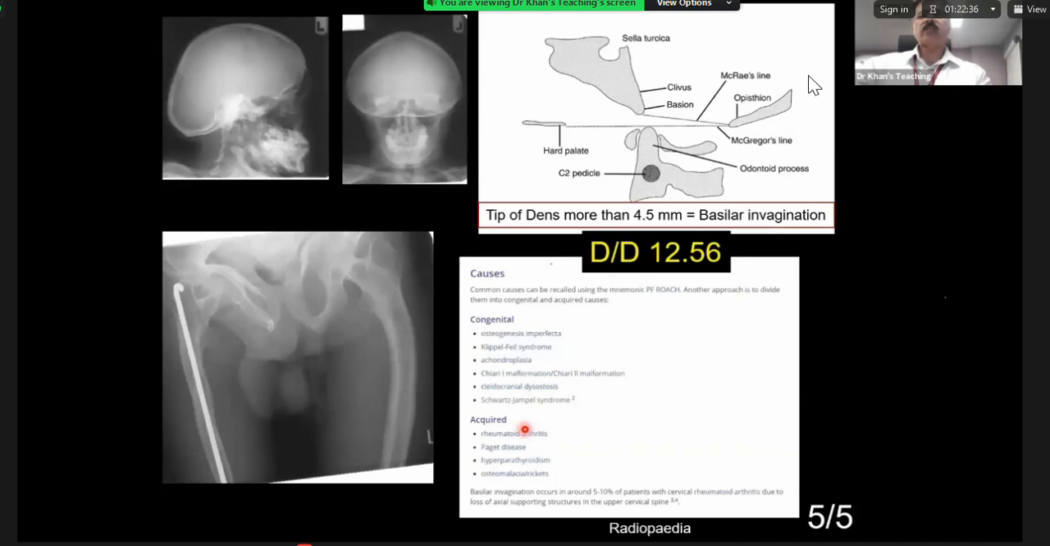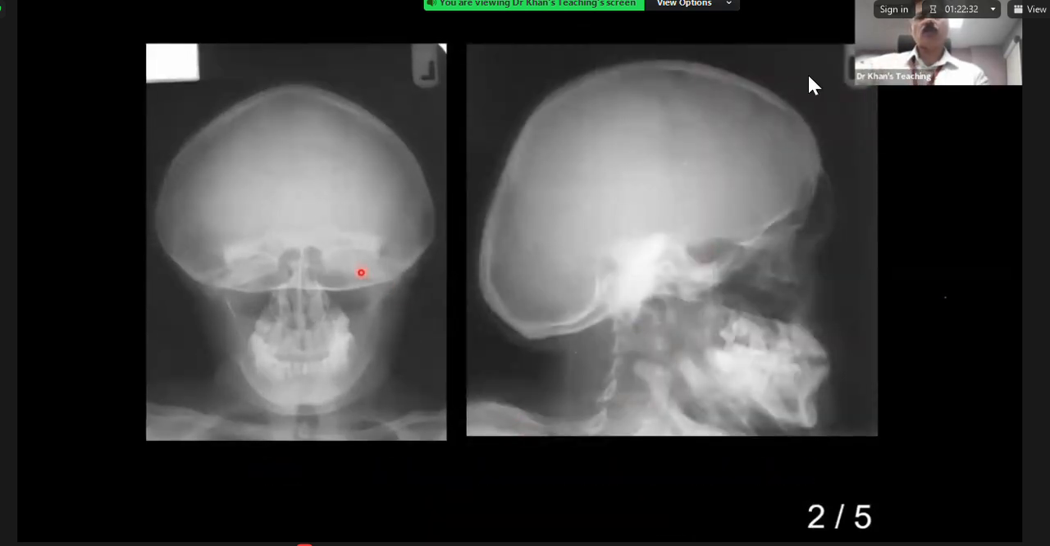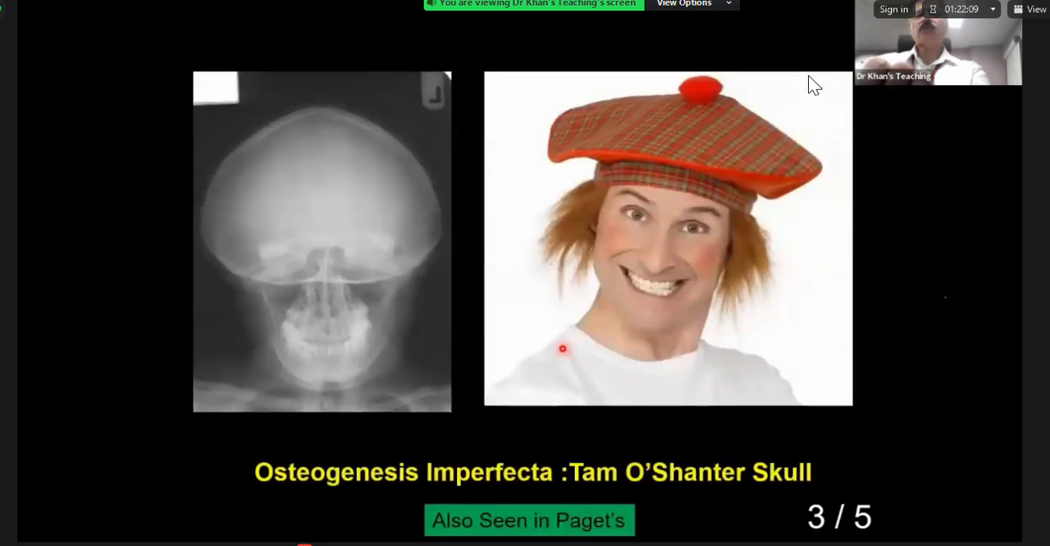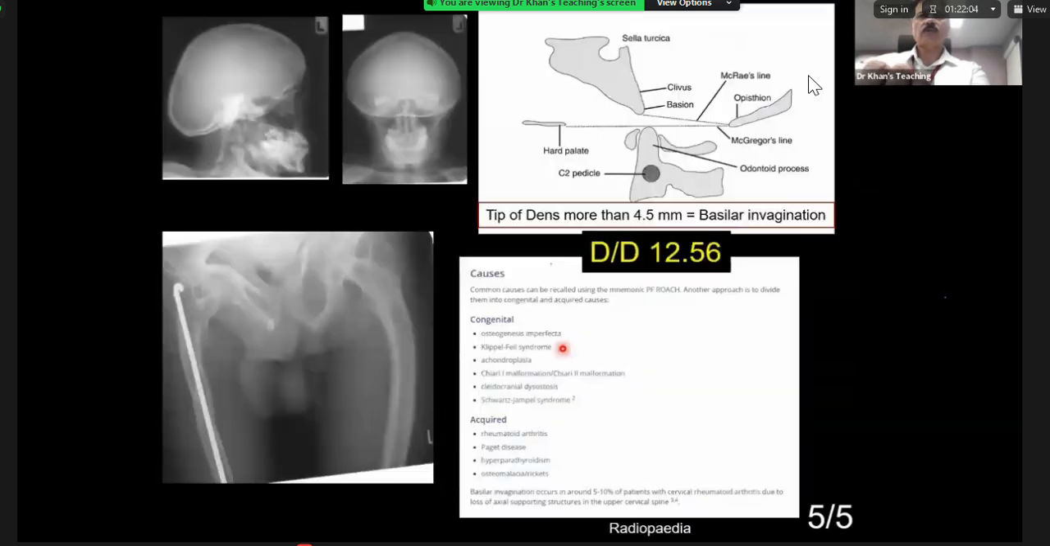But having said that, this is a very, very good case. Please remember, if you see it once, you will know it. Otherwise, you are going to miss it. You have to stretch your imagination here because the dens is not very well seen. But where is the dens? This was the line of the hard palate, and you can imagine it has gone in. So this bulges out the temporal bone and the occipital bone, giving you this Tam-o'-Shanter skull or floppy hat sign, whatever you want to call it.